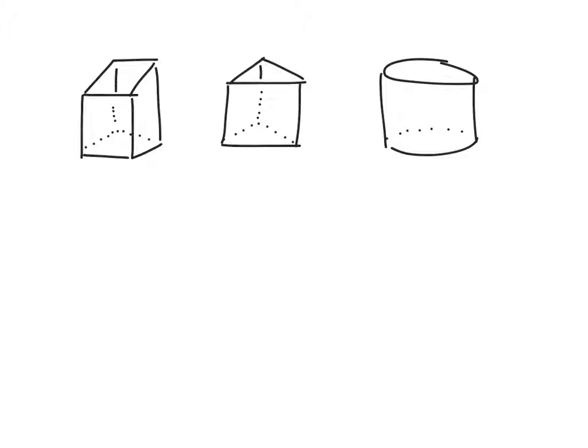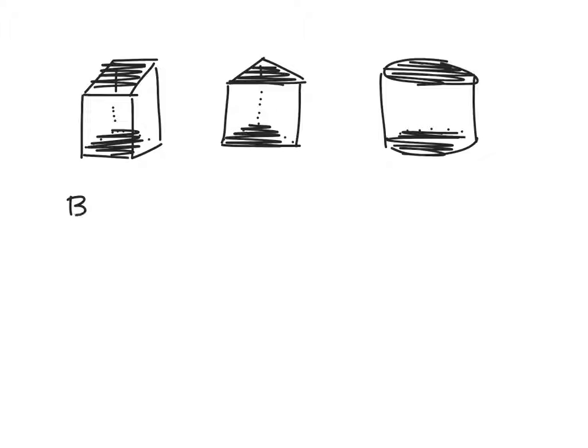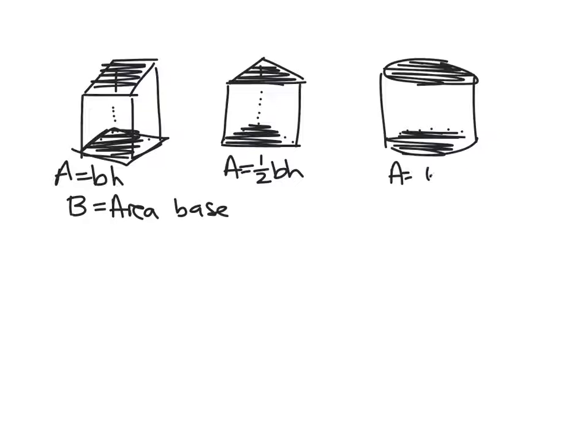Pretty much a prism and a cylinder are considered kind of the same thing in the sense that the top and bottom, which we will call the bases, are the same shape. Let's let B equal the area of the base. Here this is a square, so that would be base times height. For a triangle, that's going to be 1/2 base times height. And for a circle, that's going to be pi r squared.